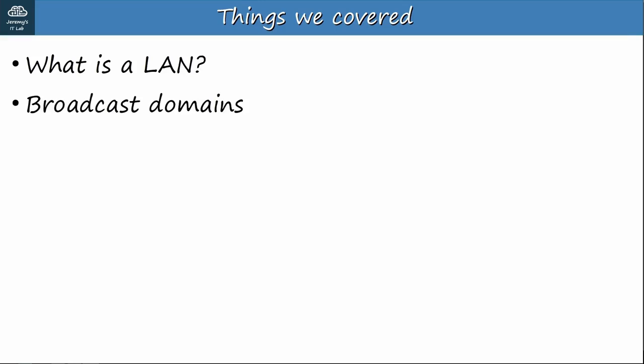Okay, so before moving on to today's quiz, let's review what we covered. We talked about what a LAN is, and I defined it as a broadcast domain, the group of devices that will receive a broadcast frame sent by another member in the group. Then I talked about what a VLAN is. It's essentially a way to logically split up a layer 2 broadcast domain to make multiple separate broadcast domains.